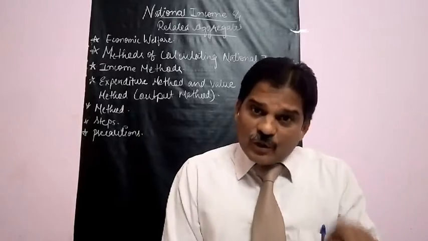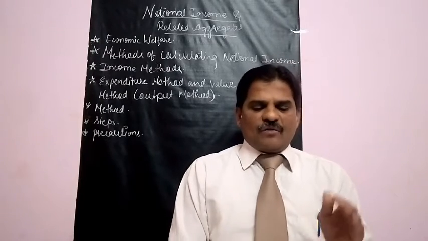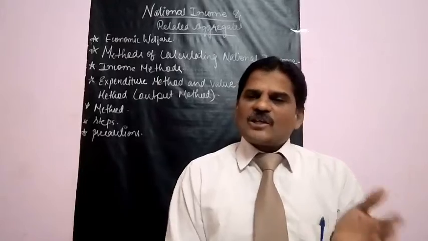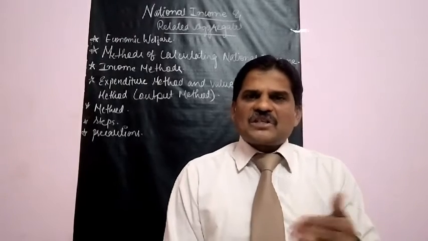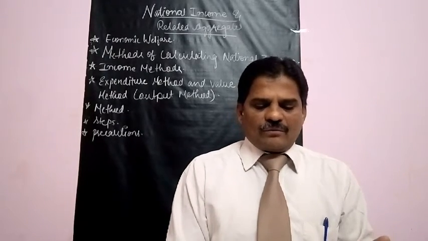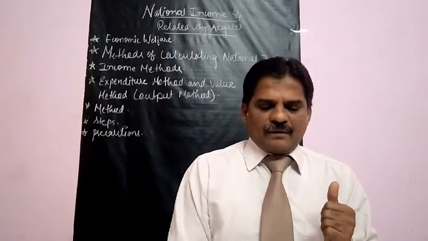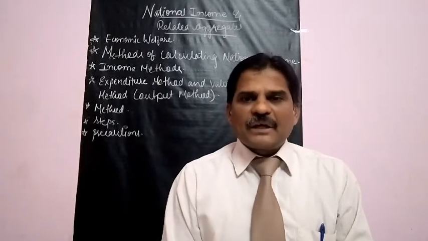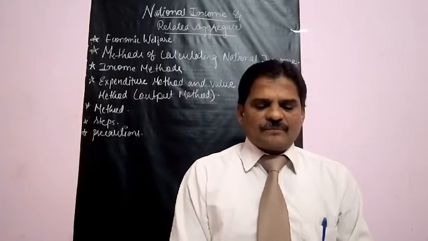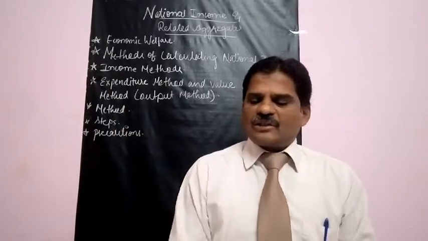Third one, include imputed value of income from self-consumed output. For example, when a house owner lives in his own house, he does not pay rent for it, isn't it? A person has his own house and lives in the same house, for which he is not paying rent. But in fact he pays rent to himself, so this rent must be counted as a factor payment and can be added. Clear, students?